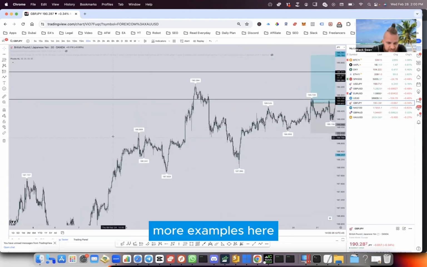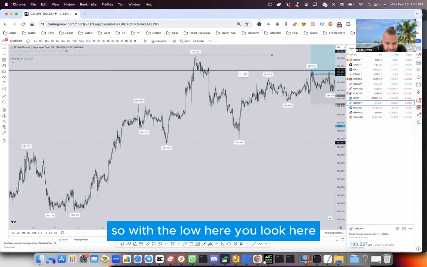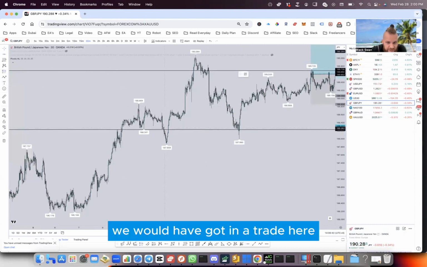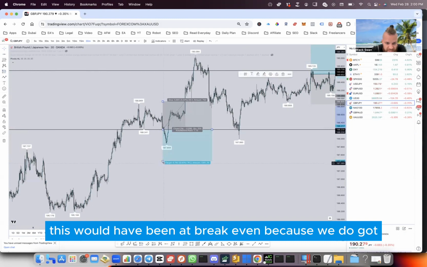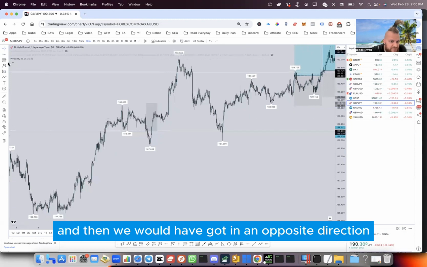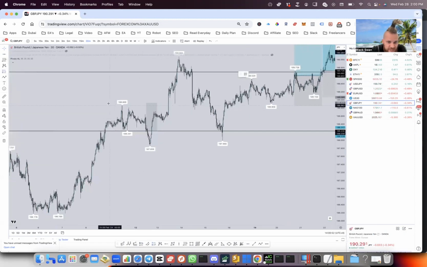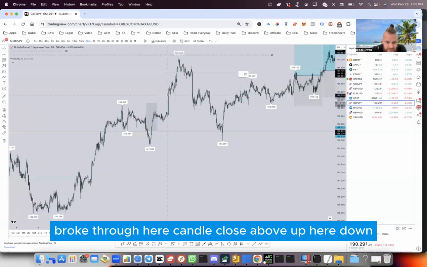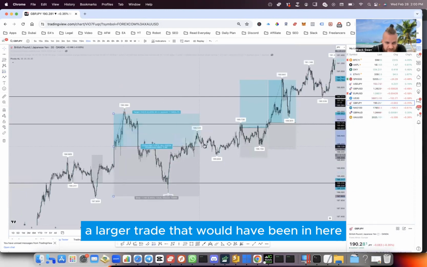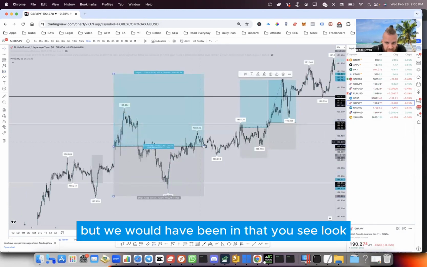More examples here. With a low here, we would have got into a trade here. This would have been a break even, because we'd have got X amount of pips into the trade, break even here, and then we would have got in in the opposite direction. Broke through here, candle close above, up here, down, and then that would have been a larger trade that would have been in here.